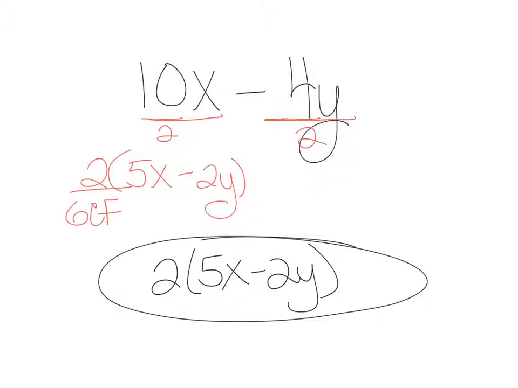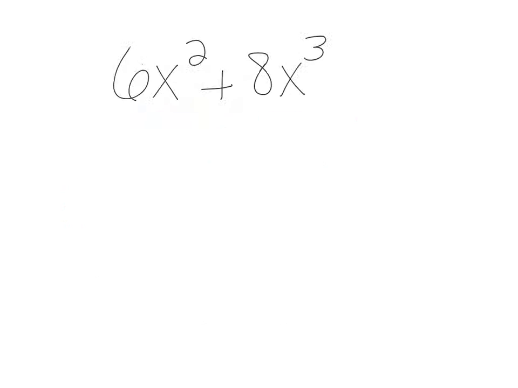They are the exact same expression, you're just rewriting the second one so that we can work with it in a different form. Alright, so the next one here, we start with our numbers, 6 and 8, and the highest number I noticed that goes into both of those is 2. So 2 is going to be part of my greatest common factor. And then we want to check out the variables.